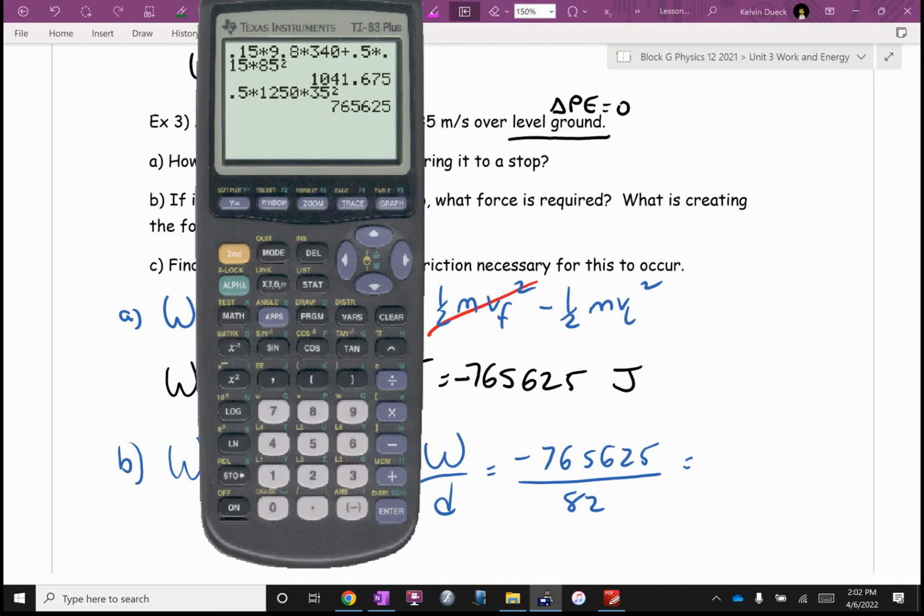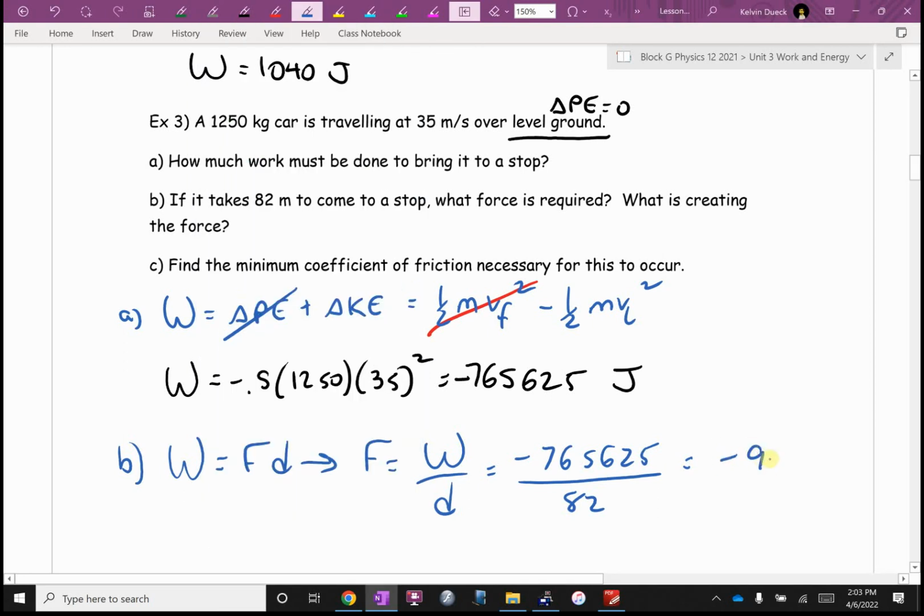If at this point you kind of just tossed the negative and said, hey, Captain Obvious, I get what's going on here, I'd be okay with it. But let's keep it going. So I have times -1, because it was negative, divided by 82, and I get negative 9,340 newtons.